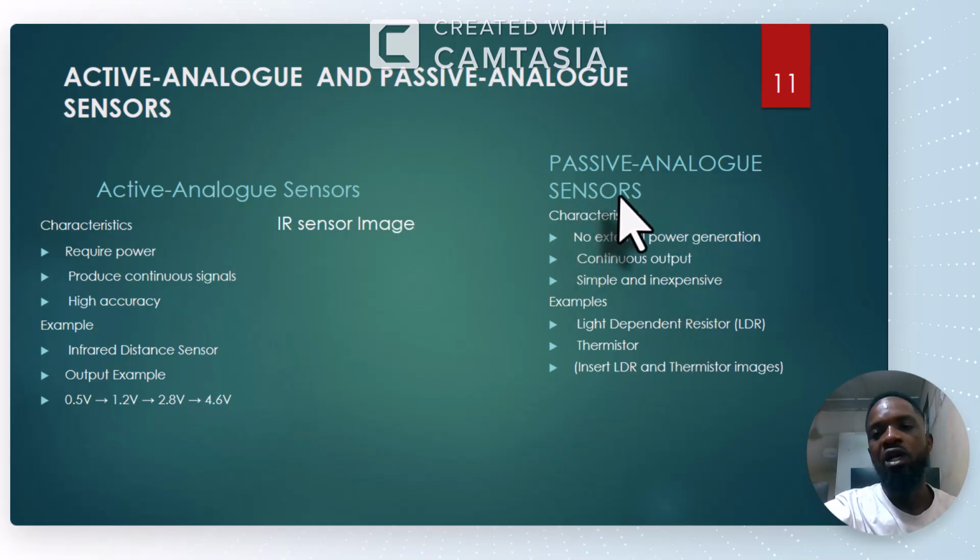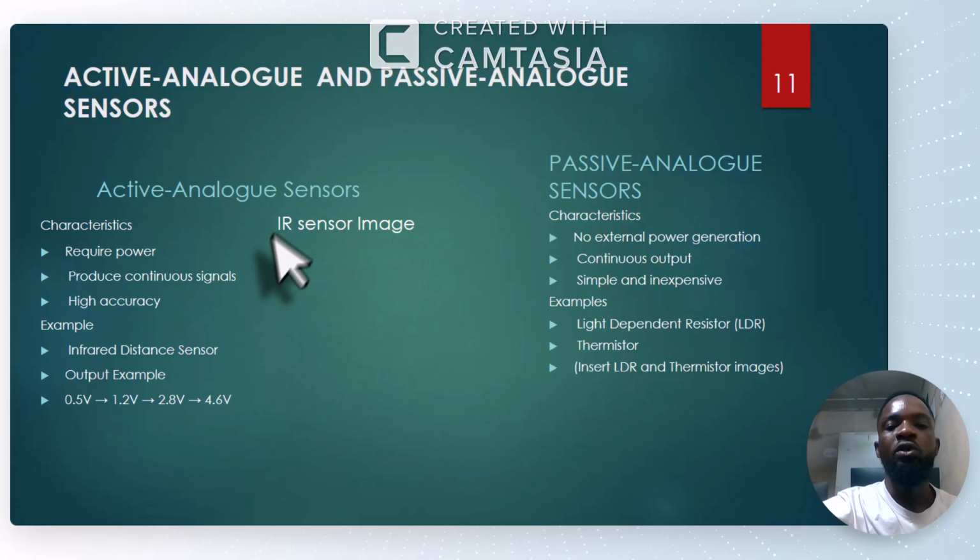And then also here we have the passive analog sensors, and then the characteristics. 1, no external power generation. 2, continuous output. And then 3, simple and inexpensive. So these are the examples: we have the light dependent resistor, and then we have the thermistor.